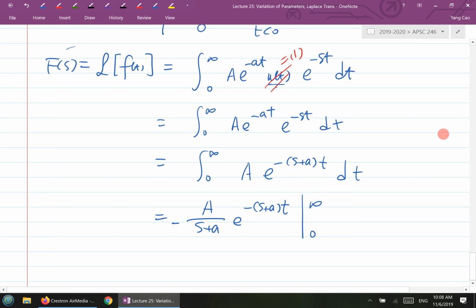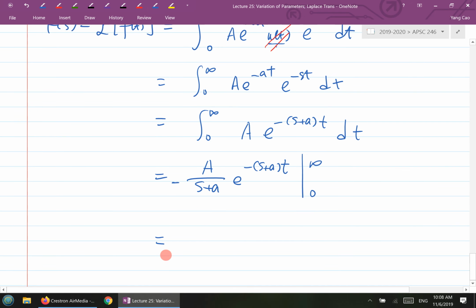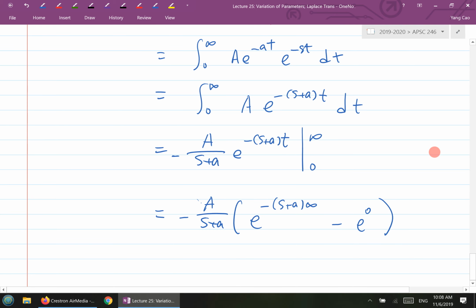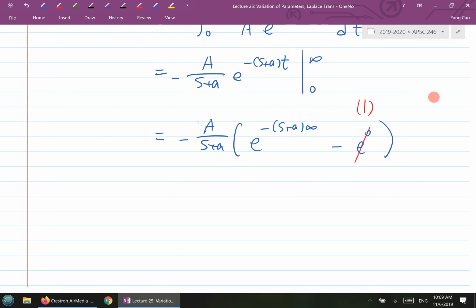Now we can plug in the limits into this integral. So what do we get? I'll put the negative on the side. That's the result after you plug in the limits. The second term is just 1. And the first one, let me deal with it here: e to the power negative (s plus a) times infinity.